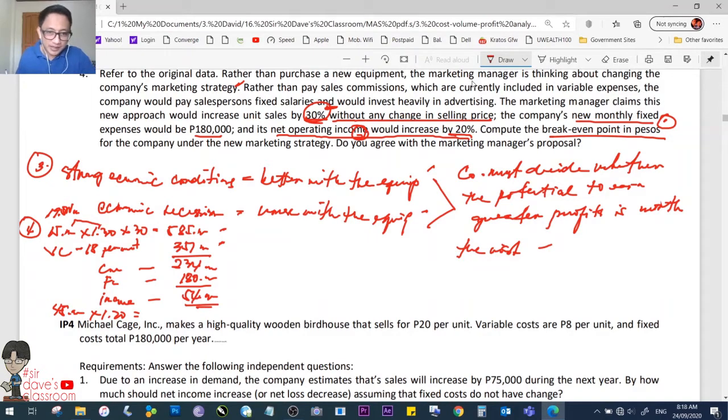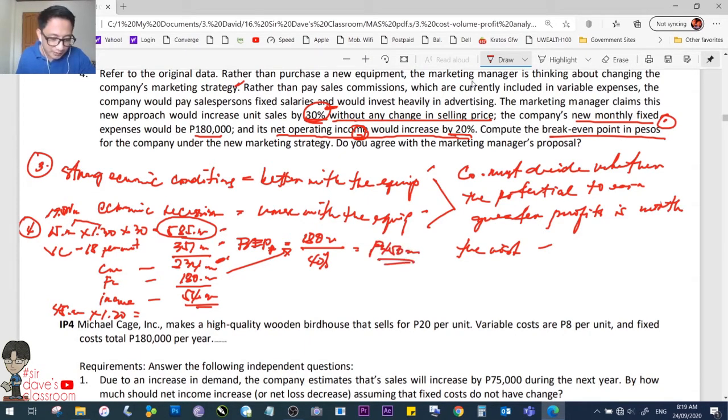Alright, ibig sabihin, ang ating break-even point for number 4, in units ba tanong? In pesos ang tanong. Break-even point in pesos would be 180,000, that is your total fixed cost, divided by our contribution margin percentage, which must be 234,000 over the 585,000. I think that is 40%. So our break-even point in pesos should be 450,000.